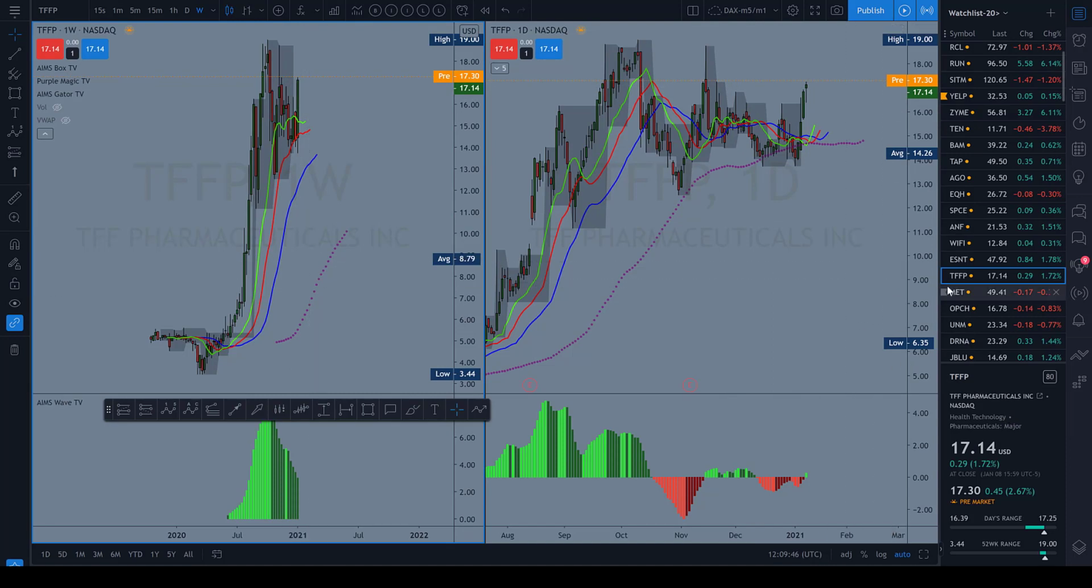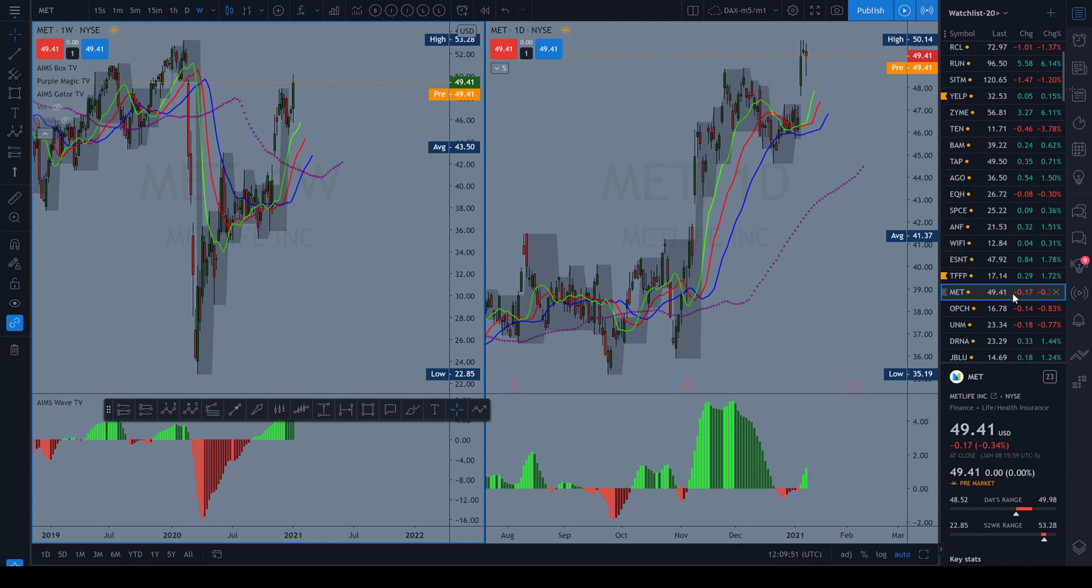TFF Pharmaceuticals. Let's do orange. So the orange ones are the ones that I'm going to consider around the US session, to see if I can still get into those.